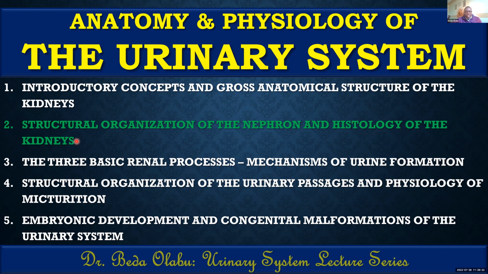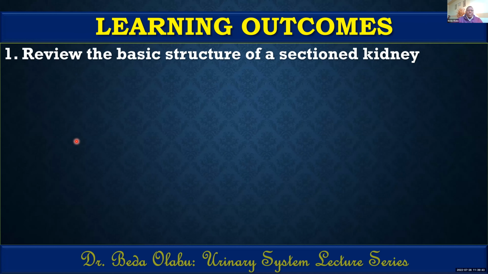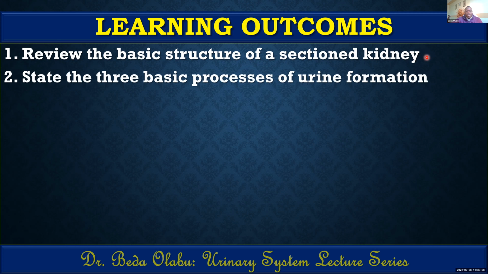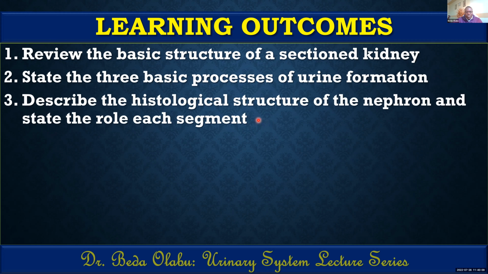We are focusing on the structural organization of the nephron. We are also going to look at the general histology of the kidneys. Our specific learning outcomes are these. First, we'll have a brief review on the basic structure of a sectioned kidney, because that perspective is important for our understanding of the functions of the nephron. We're also going to talk about the three basic renal processes, because these influence the structure of the nephron. After that, we will take longer to look at the structural organization of the nephron.